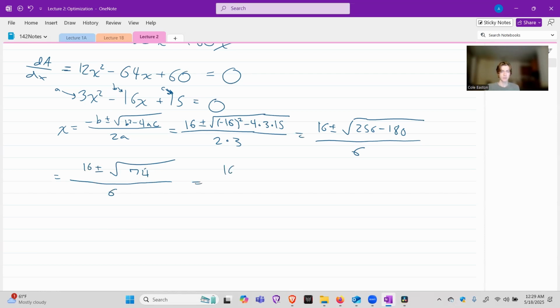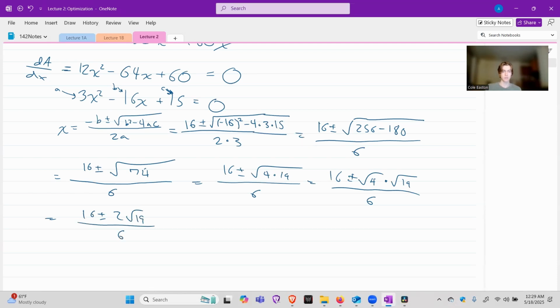And 76 is 4 times 19. So we can write that like this: the square root of 4 times the square root of 19 over 6. And the square root of 4 is 2. So we have 16 plus or minus 2 root 19 over 6. And then I can divide the top and bottom by 2 to get 8 plus or minus root 19 over 3.